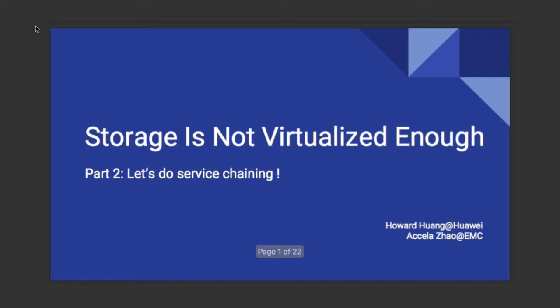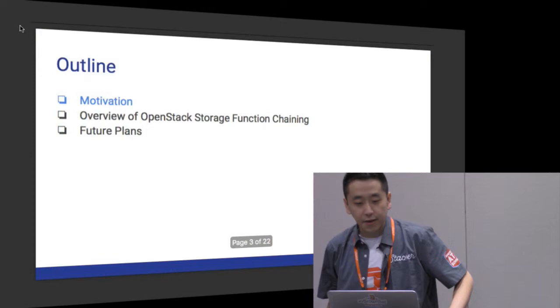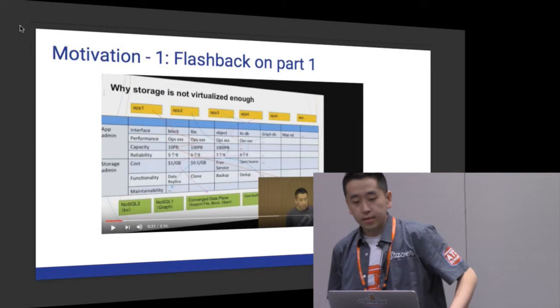So the reason why there's a part two in the title is that I had this session back in Tokyo, also in vBrownbag. At the time, I think I gave a shocking title to make the presentation to the main conference, but apparently it's still a better fit for the vBrownbag. Okay, so first of all, motivation. In Tokyo, I discussed a little bit about storage function virtualization.